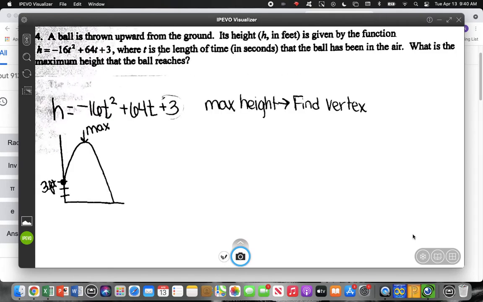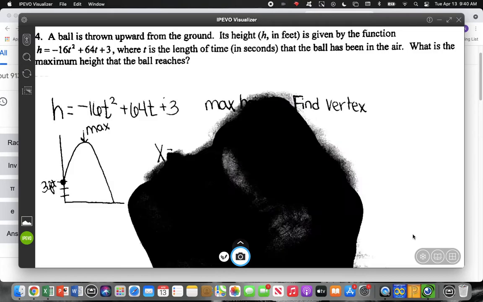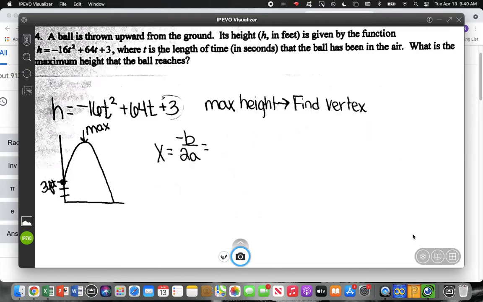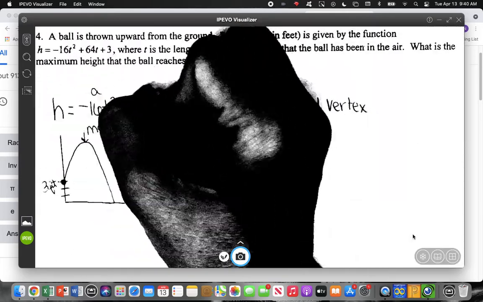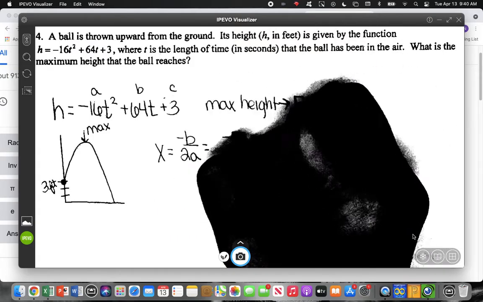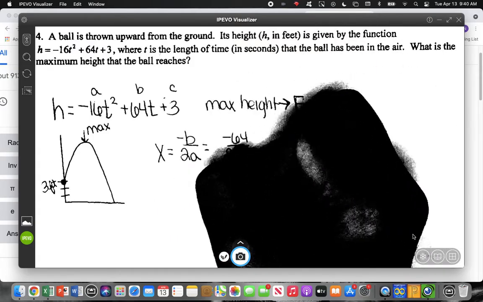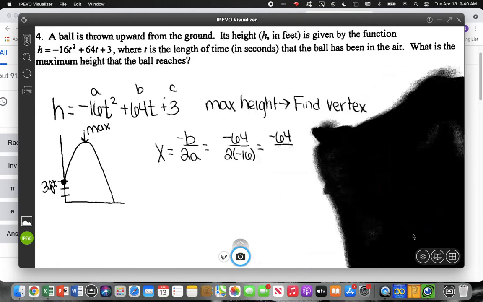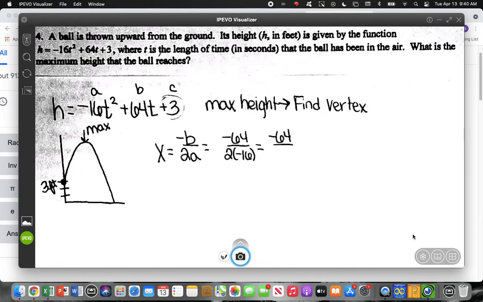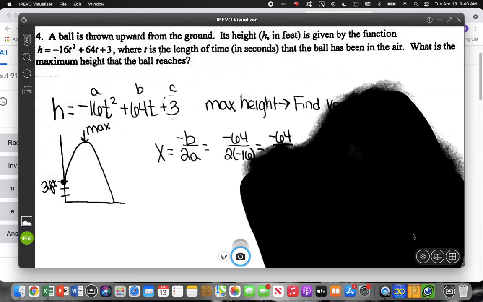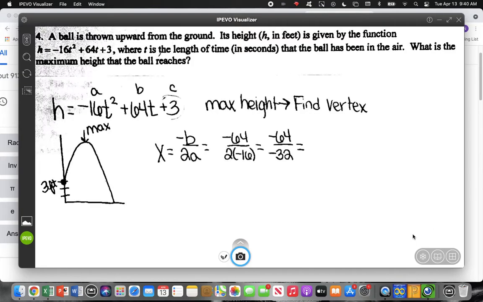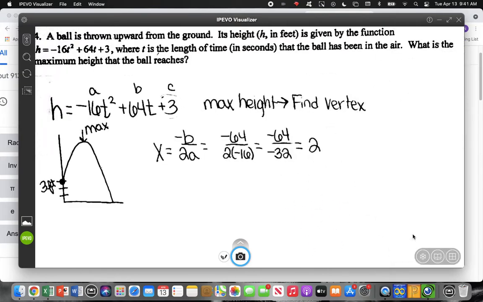All right, so to find the x-coordinate of the vertex, we do negative b over 2a. And here we've got an a, a b, and a c, so we're going to do negative 64 over 2 times negative 16. What is 2 times negative 16? Negative 32, and 2 negatives are going to divide this into what? Positive 2.